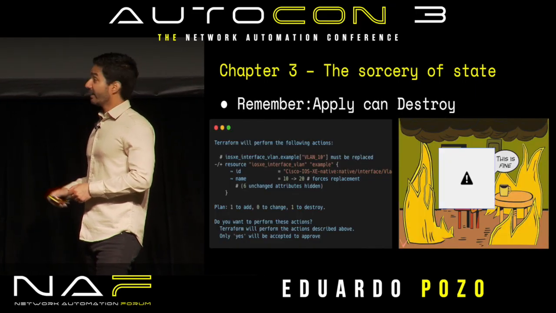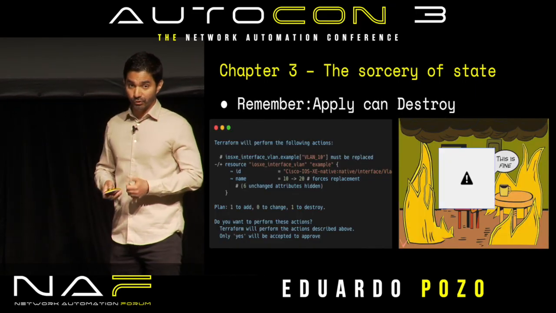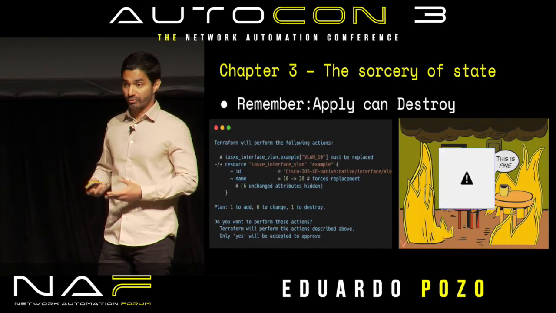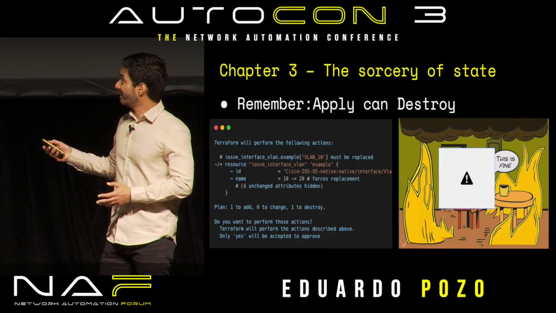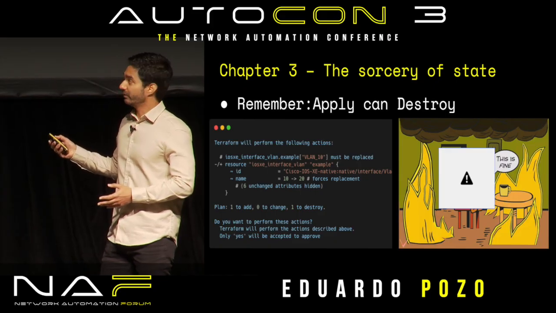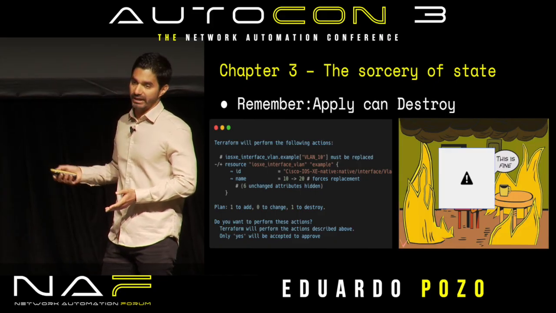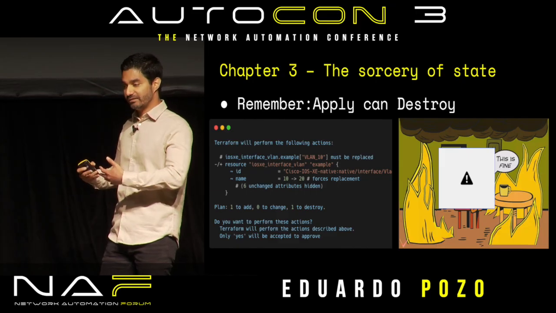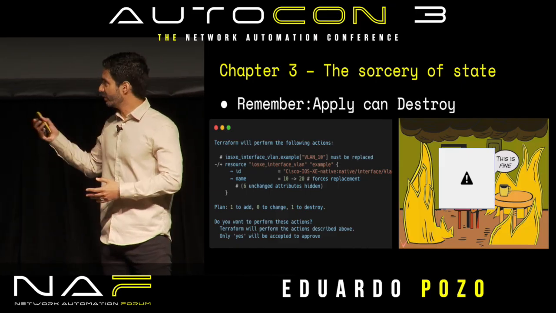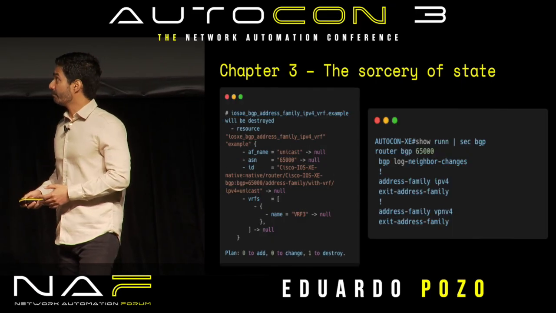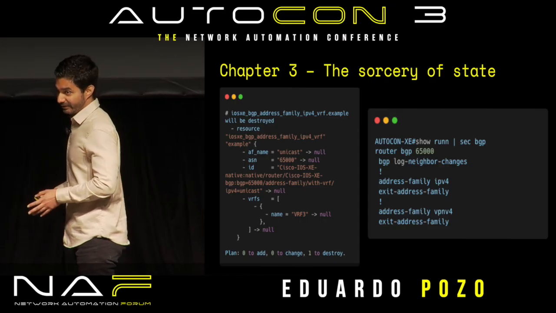Sometimes it's easy to see that something is going to be destroyed or replaced. Here, it says this interface VLAN is going to be replaced because, of course, we are changing the VLAN ID. So this is going to be deleted and put back. OK, it's easy to read this plan. But sometimes it's not that easy.